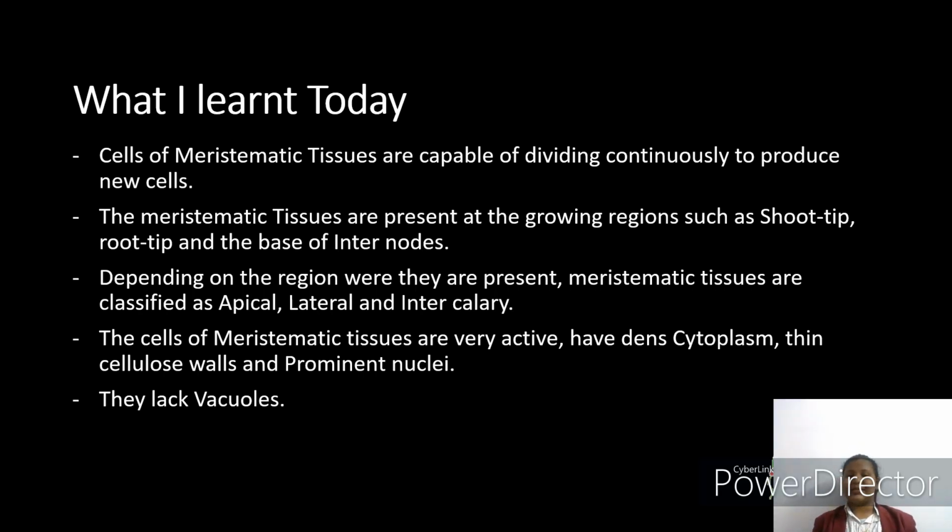What we have learned today: cells of meristematic tissues are capable of dividing continuously to produce new cells. The meristematic tissues are present at the growing regions such as shoot tip, root tip, and the base of internodes. Depending on the regions where they are present, meristematic tissues are classified as apical, lateral, and intercalary. The cells of meristematic tissues are very active and have dense cytoplasm, thin cellulose walls, and prominent nuclei. They lack vacuoles.